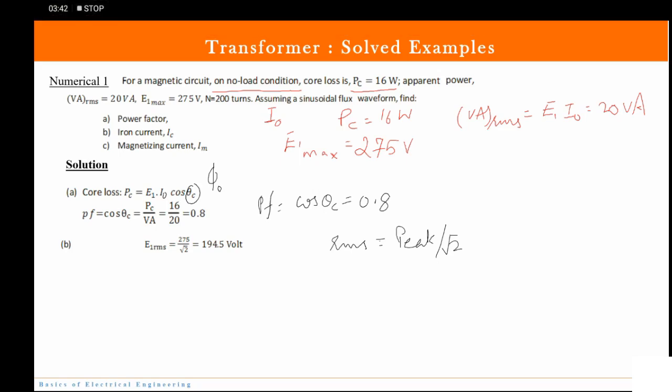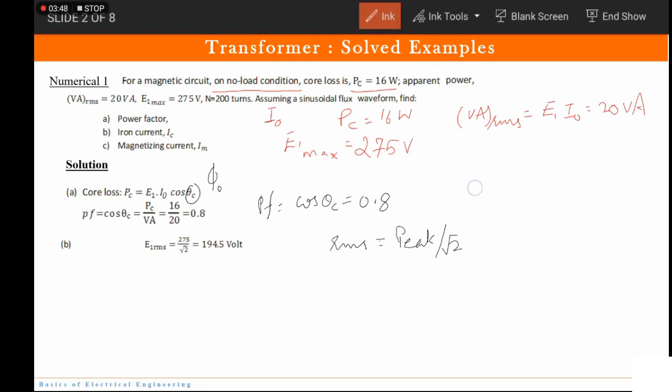Now we have this equation that PC is equal to E1 into I0 into cos theta C. Now we know what PC is, 16 watt. We have calculated cos theta C also, which is 0.8, and now we have E1 also, because this is the RMS value.